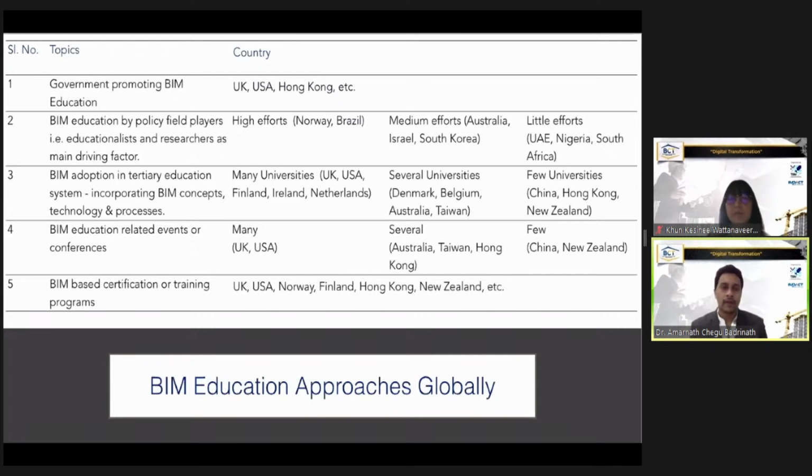So there is a need for BIM-based certification and training programs which are specifically aligned with what discipline I am in, what kind of job role I would be playing, and what the different types of job roles in BIM projects are. Aligned with that, there should be properly global certified programs. And these kinds of programs exist, a few in UK, USA, Norway, Finland, Hong Kong, New Zealand, etc.